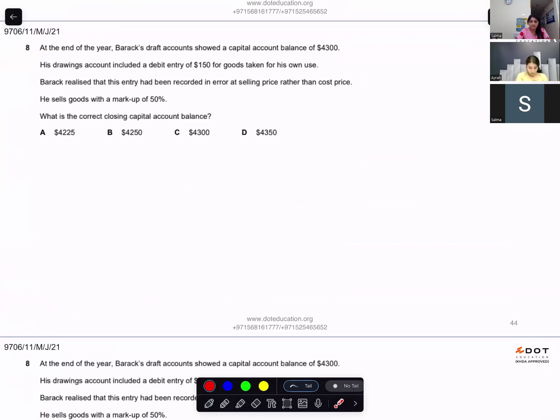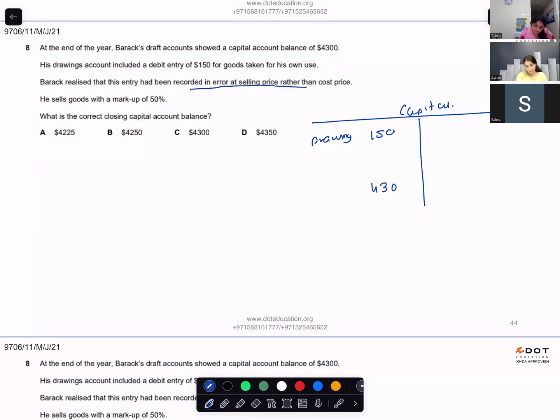Okay, so we need the correct closing capital account balance. At the end of the year, Barak's draft account showed a capital account balance of 4,300. His drawings account included a debit entry of 150 for goods taken for own use. Barak realized that the entry had been recorded in error at selling price rather than cost price. He sells goods with a markup of 50%.